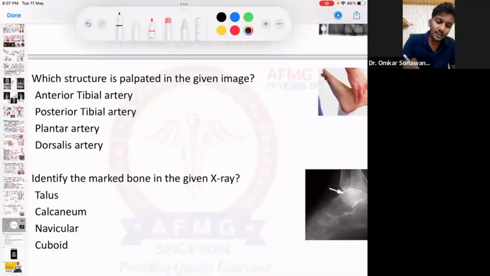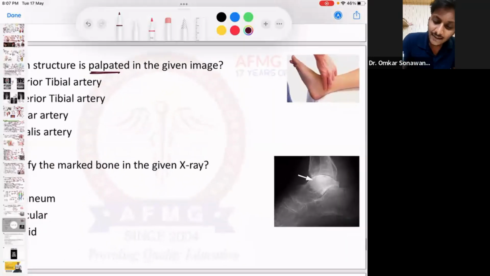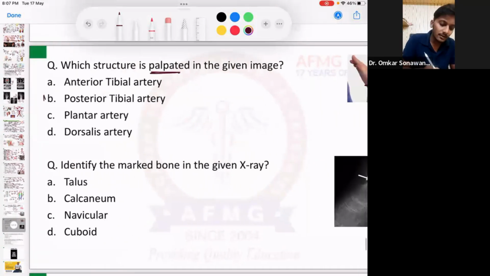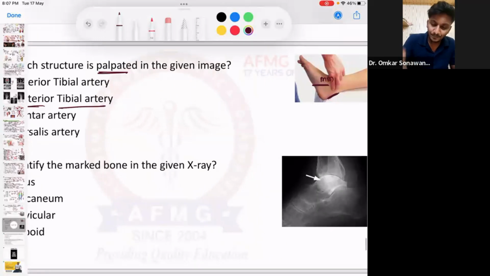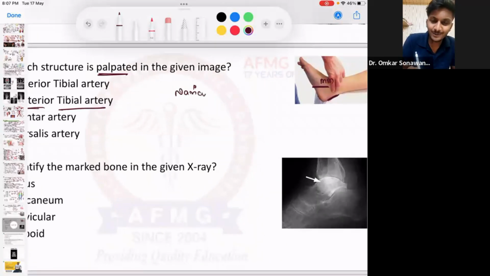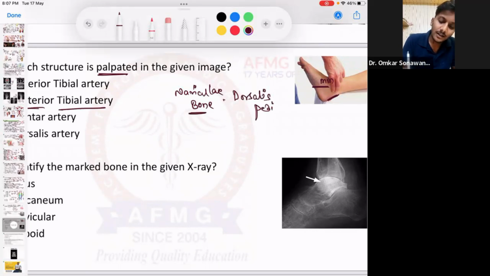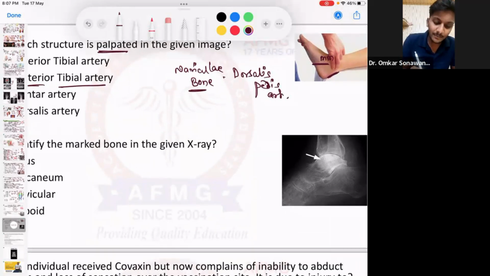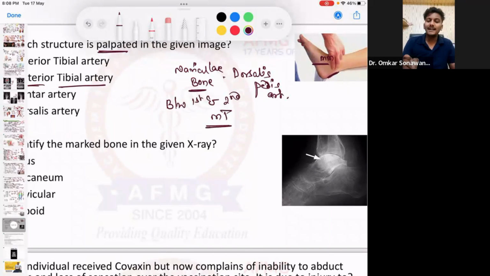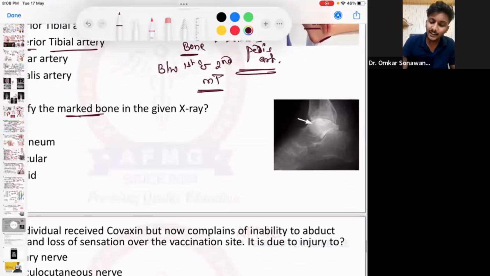Which structure is palpated in the given image? Could you see it? As I told you, in between the Achilles tendon and medial malleolus, which artery is palpated? Posterior tibial artery. At the navicular bone, which artery is palpated? Dorsalis pedis artery. Instead of navicular, it can also be palpated between the first and second metatarsal. Which artery can be palpated? Dorsalis pedis artery.